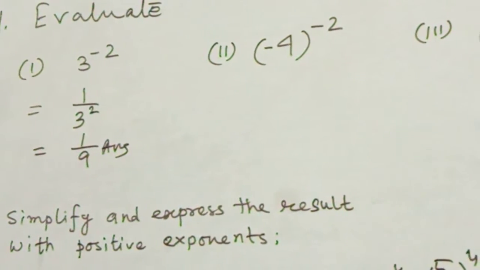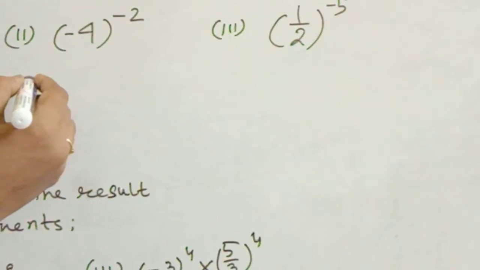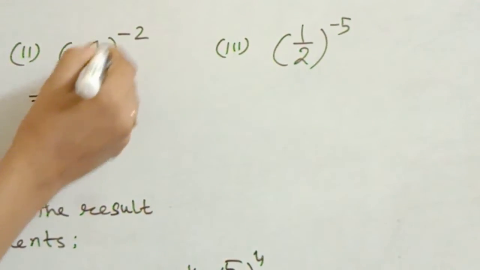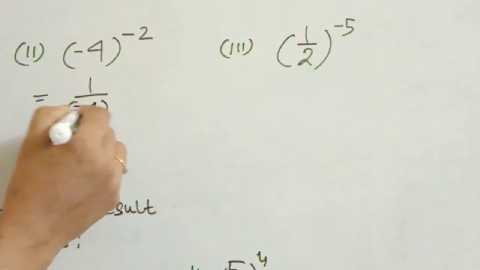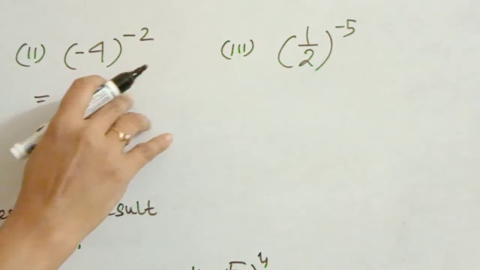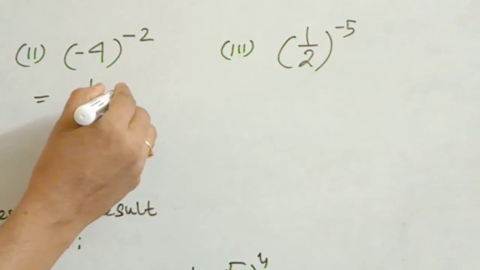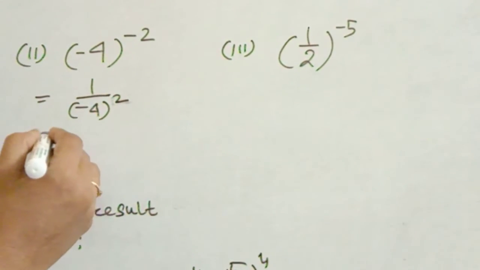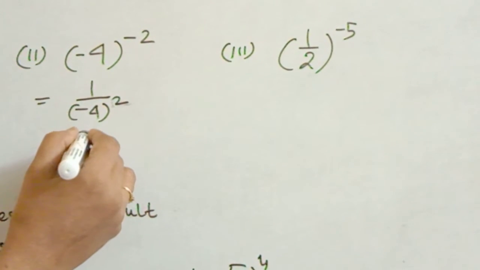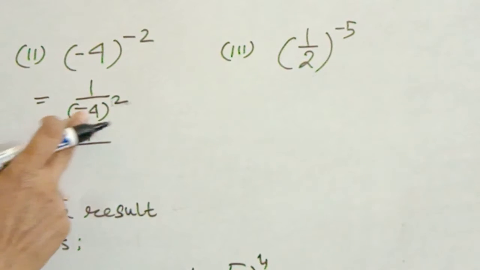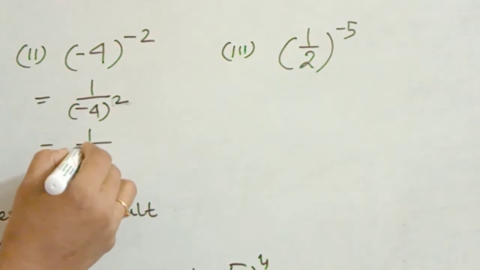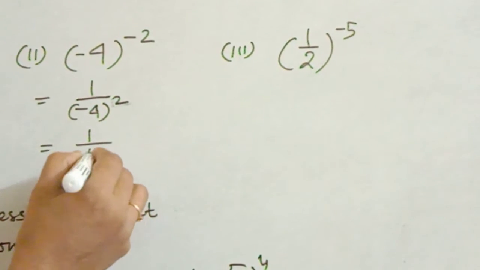Next question is minus 4 whole to the power minus 2. Whatever the number given with a minus power, we will write it in the denominator with a positive power. Now 1 by minus 4 into minus 4, because minus 4 will come 2 times, then minus into minus is plus, 4 fours are 16.